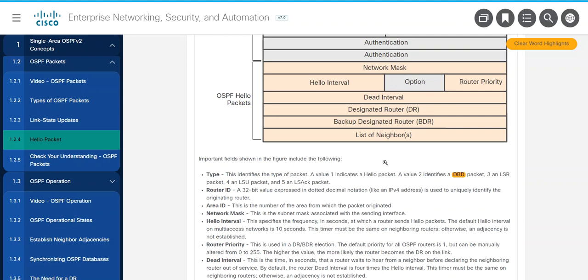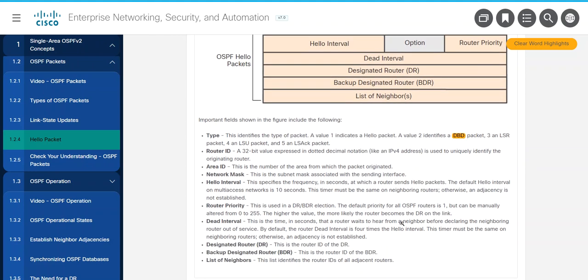Now, your router priority is what's used for a designated router or backup designated router election. The default priority for all OSPF routers is 1. Now you can change that. The higher the value, the more likely that router will become the designated router. If you don't want a router to become a designated router, you can change it to 0 and it would never be the designated router. That's because the default is 1, or you could change it to higher.